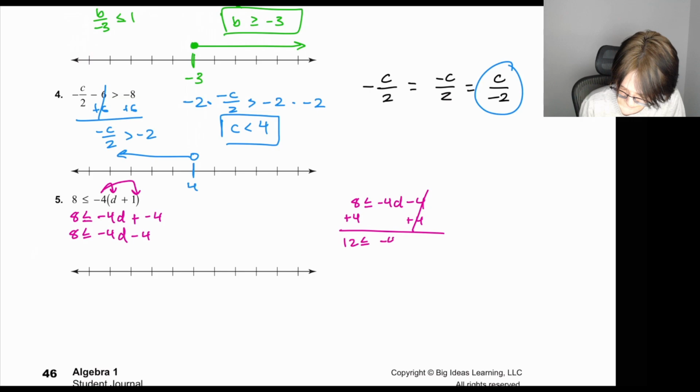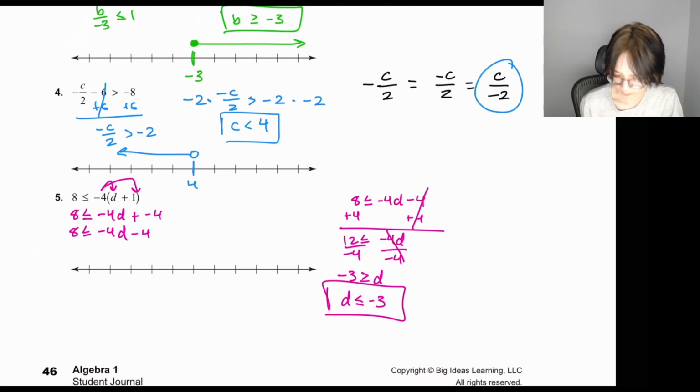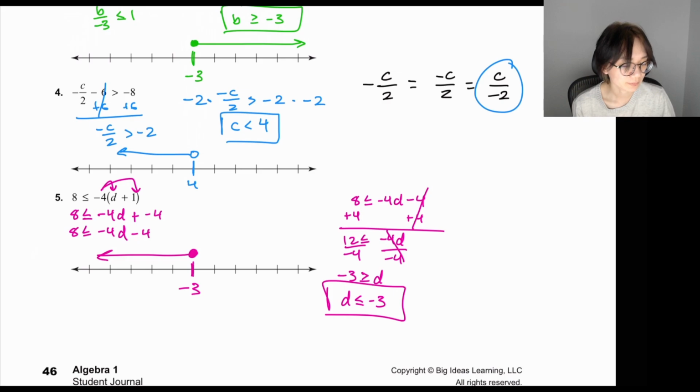Isolating d. 12 is less than or equal to negative 4d. Divide both sides by negative 4. Because I'm dividing by a negative, the sign flips. So it's just d over here. 12 divided by negative 4 is negative 3. I'm going to flip it around, for math convention and also just ease of reading, to make d, what we're graphing on the number line, be on the left side. Starting at negative 3. Closed circle, because it can be equal to, and everything less than negative 3, going towards the left. So, those are those examples.